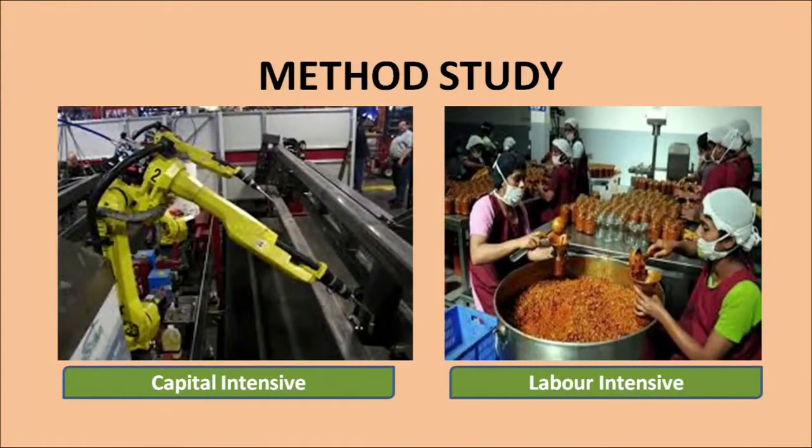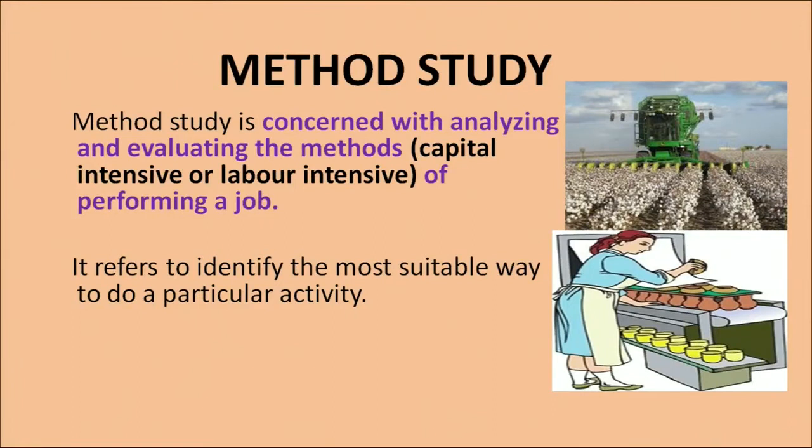So, method means how you are going to accomplish a task. In accomplishing the task, we can either use a capital intensive method which makes use of machinery and equipment, or we can use a labor intensive method which involves the use of labor. So, method study is concerned with analyzing and evaluating these methods, whether we are going to adopt a capital intensive model or a labor intensive model of performing the task, and it aims at identifying the most suitable way of performing a particular activity.